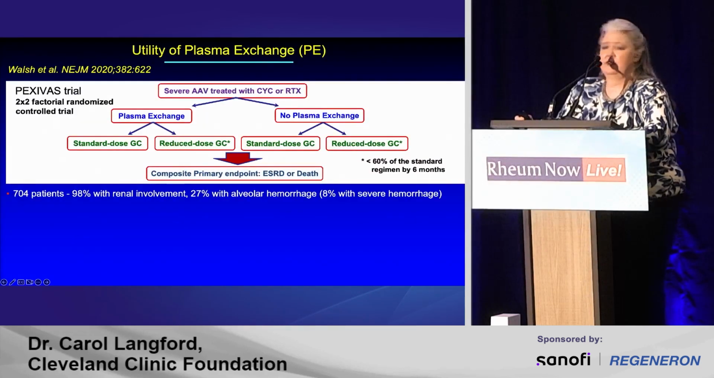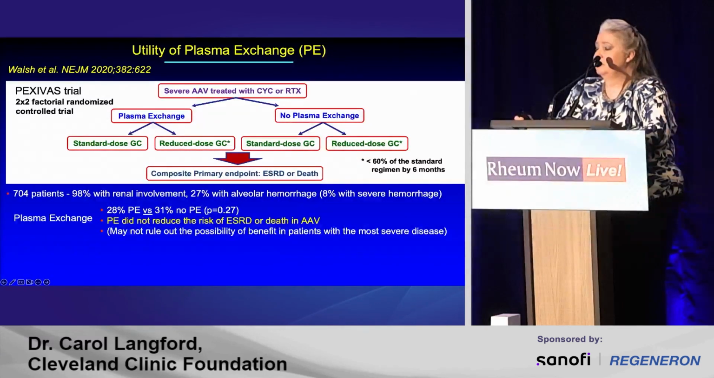I do want to touch on the plasma exchange trial. The Pexavas study was the largest trial to be conducted in ANCA-associated vasculitis to date, enrolling 704 patients with severe disease. This study sought to examine the role not only of plasma exchange, but also of a reduced dose glucocorticoid schedule, looking at the composite primary endpoint of end-stage renal disease or death.